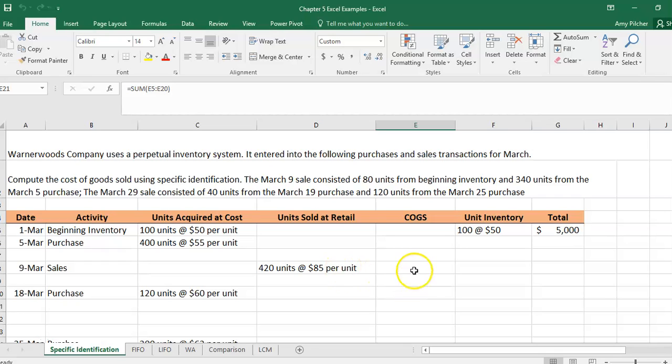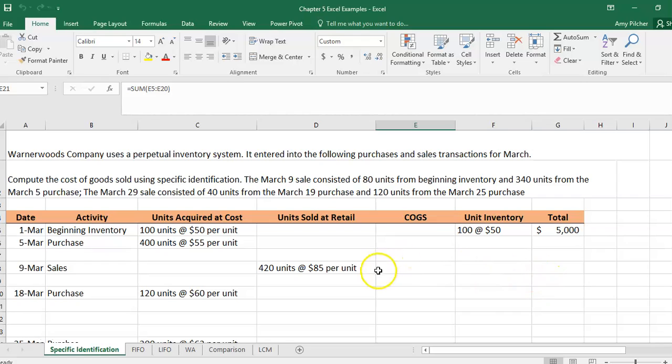In Chapter 5, we talk about inventory costing. So we're going to do an example with all four inventory costing methods: specific identification, FIFO, LIFO, and weighted average. So you can see the comparison between the four different methods.